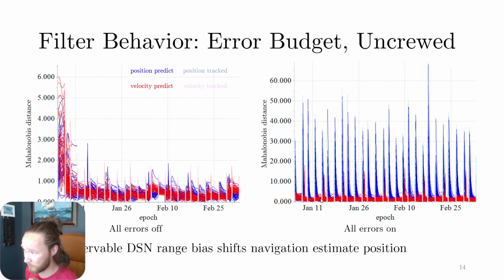process noise is pumped into the covariance and it increases its volume, so to speak, so that the solution kind of sneaks back into the covariance and drops the Mahalanobis number much lower before it is then spiked back up by the tracking data pass. So what's happening there? The punchline is that the unobservable DSN range bias is moving the navigation position.